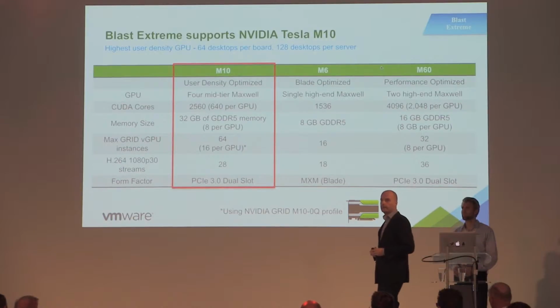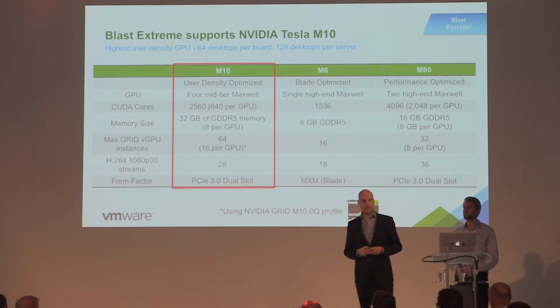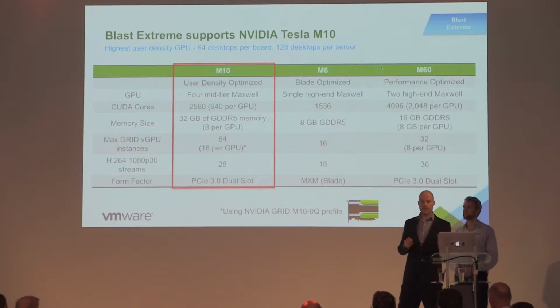Another new thing we added is support for the Tesla M10 card. So with NVIDIA's Tesla cards, you can actually have physical graphics shared between virtual machines. We used to have only the M6 and the M60. We now also support the M10, which is especially a good card if you have a high user density. So with an M10, you can get up to 64 users per card. So if you have a system with 4 cards, you could go up to 256 users per server.